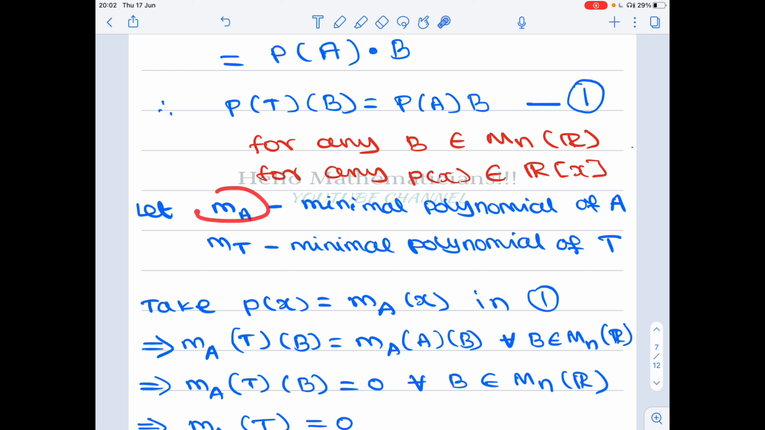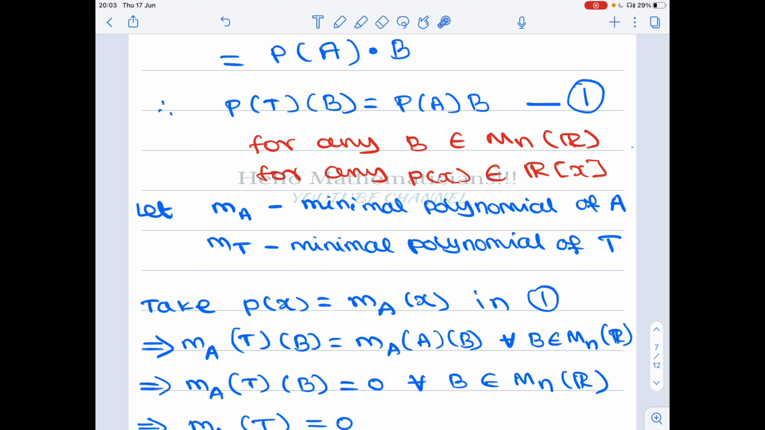These two polynomials are equal. That is what we want to prove. So how do we prove two polynomials are equal? We prove that M_A(x) divides M_T(x) and M_T(x) divides M_A(x). This polynomial divides that polynomial, and again that polynomial divides this polynomial. That will imply that M_A(x) is a scalar multiple of M_T(x).